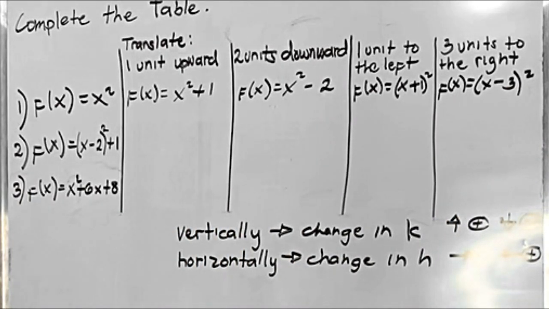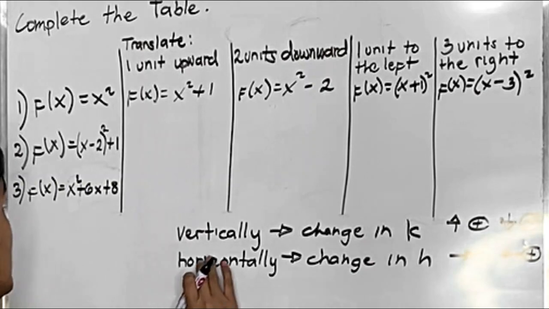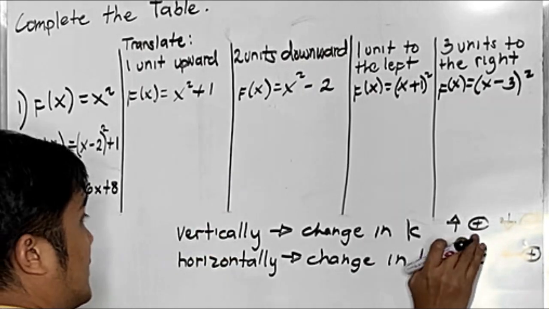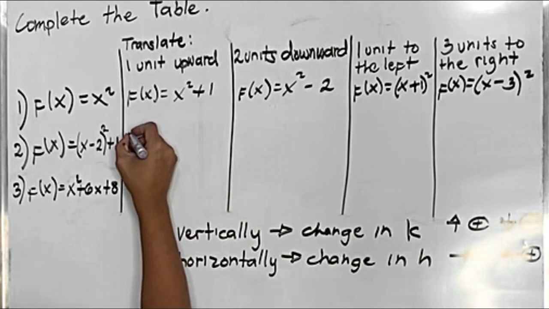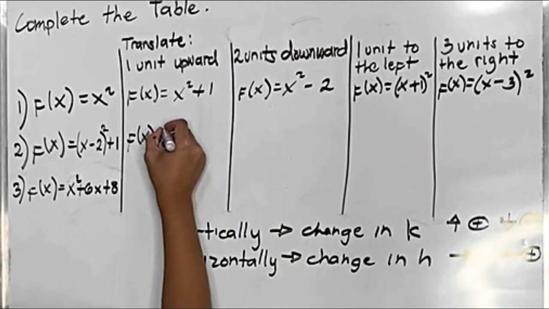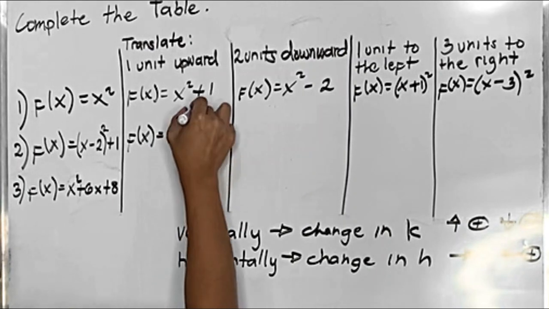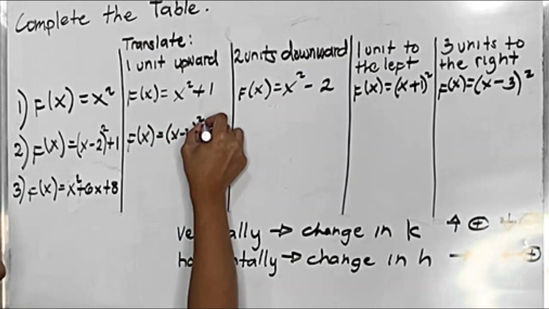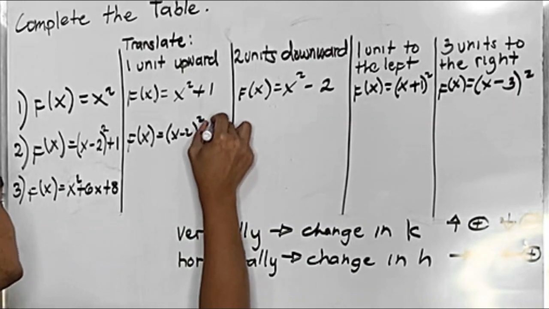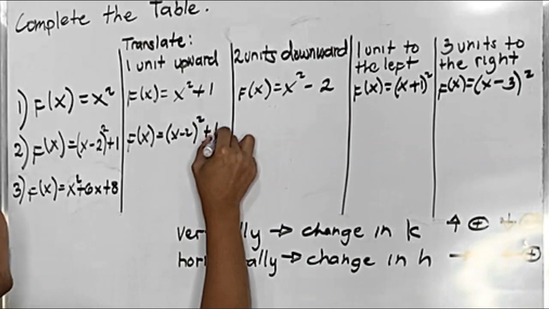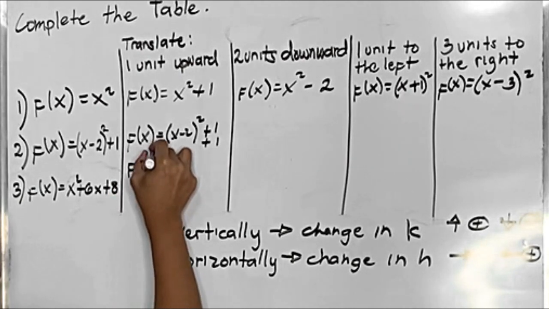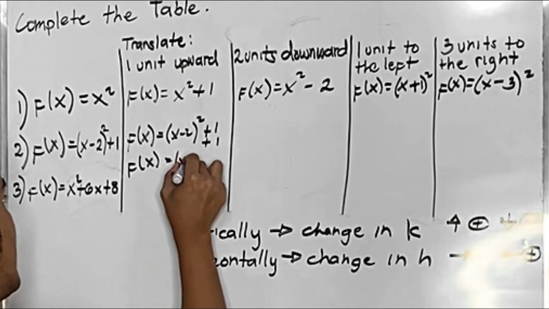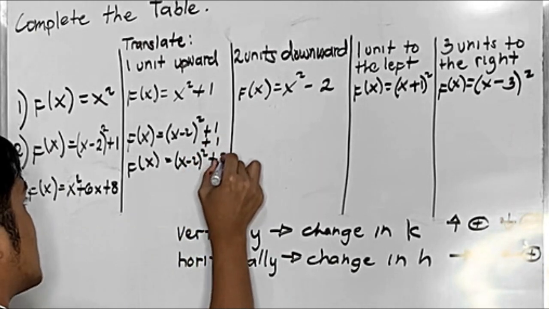Now, let's try number 2. f of x is equal to the quantity x minus 2 squared plus 1. So, to move the graph 1 unit upward, vertically, if it is upward, you will add. So, f of x is equal to x minus 2. There will be no change in h, but in k instead. So, you will be having plus 1, add 1 unit upward. So, the resulting equation will be f of x is equal to the quantity x minus 2 squared plus 2.